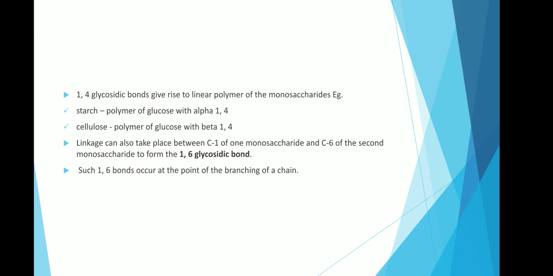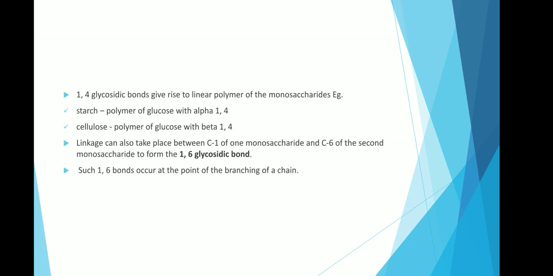So if 1,4 glycosidic linkages are formed, which gives rise to linear polymer of monosaccharide. Example starch. Starch is a linear polymer of glucose with alpha 1,4 linkage. Cellulose is another example. That is also a polymer of glucose with the beta, but the linkage is 1,4 glycosidic linkage. If the same glycosidic bond formation can take place between first carbon atom of one monosaccharide and sixth carbon atom of the second monosaccharide, then it forms a 1,6 glycosidic bond.